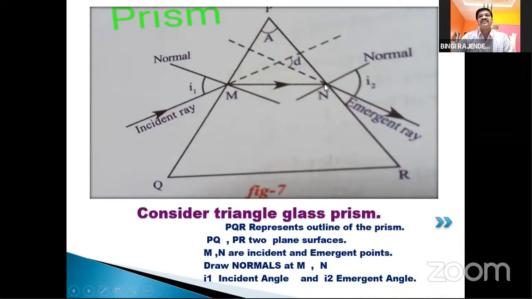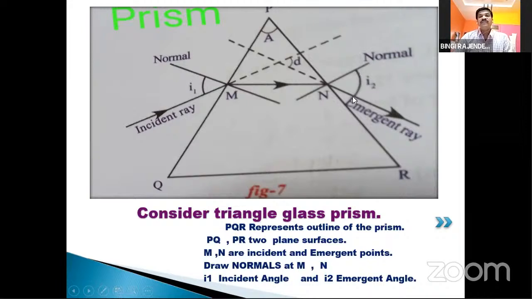And emerging outside, there is also a change of medium. So once again, it will be refracted and come outside. That is known as the emergent ray. Here, the emergent point is N, and we draw a normal. The angle here is known as the emergent angle, I2.